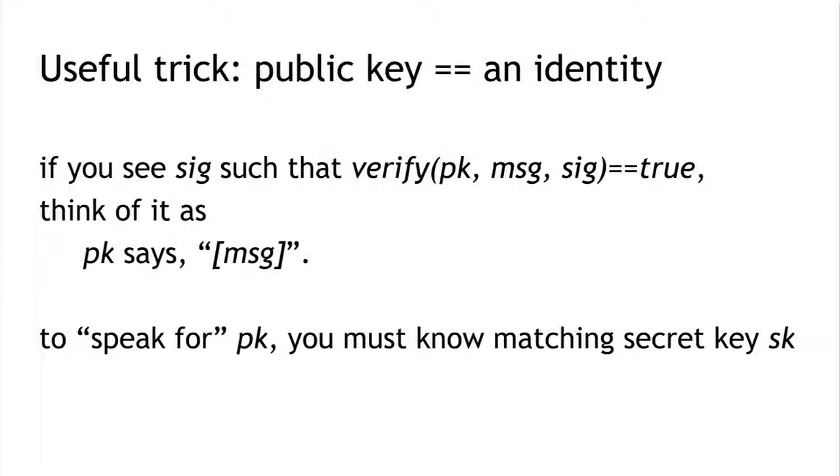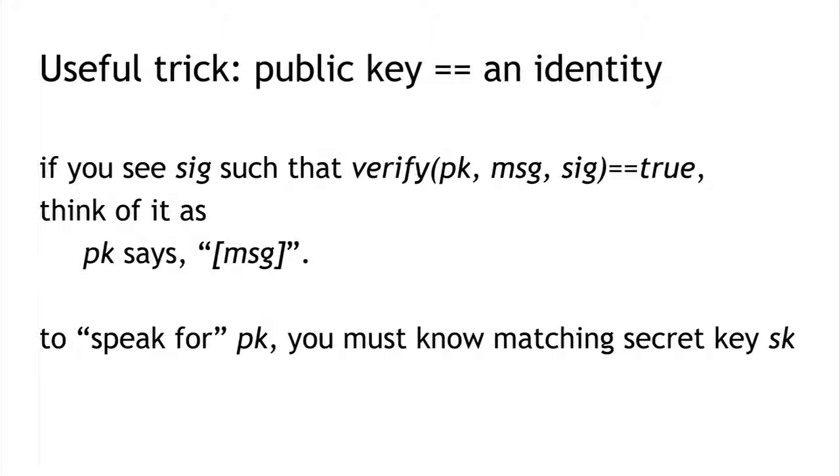And the useful trick is this. The idea is to take a public key, one of those public verification keys from a digital signature scheme, and equate that to an identity, that is, an identity of a person or an actor in a system. So if you see a signature that verifies correctly, that is, a signature you can verify with someone's public key as a signature on a particular message, then you can think of that as that public key saying the message.